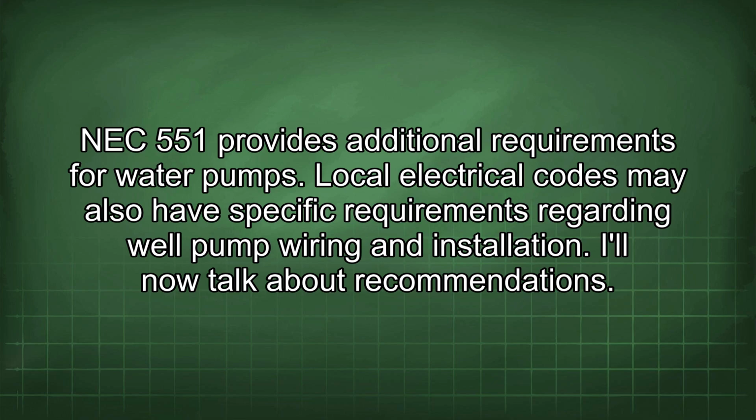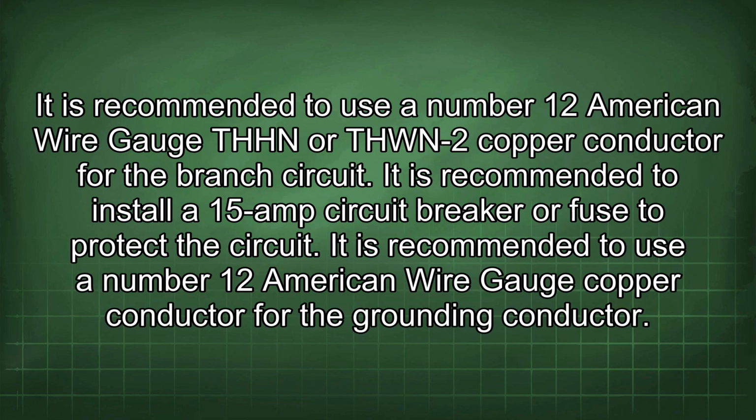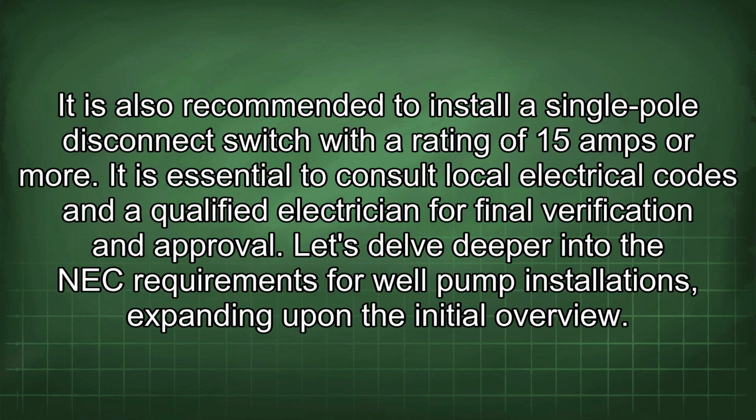I'll now talk about recommendations. It is recommended to use a number 12 American wire gauge THHN or THWN-2 copper conductor for the branch circuit. It is recommended to install a 15 amp circuit breaker or fuse to protect the circuit. It is recommended to use a number 12 American wire gauge copper conductor for the grounding conductor. It is also recommended to install a single pole disconnect switch with a rating of 15 amps or more.